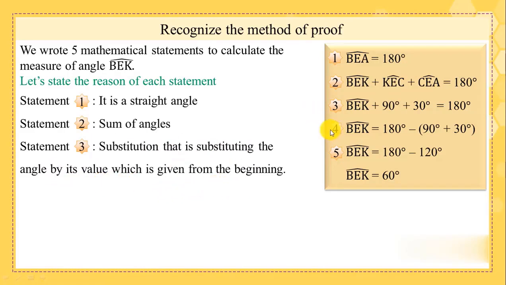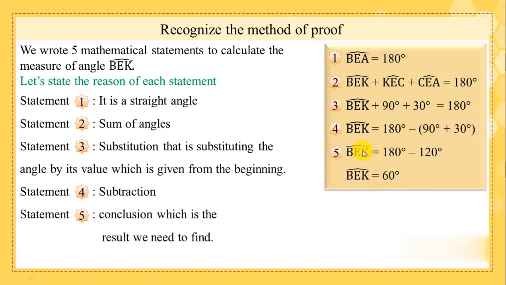Let's move to statement 4. Here we are just subtracting two quantities. So what is the reason? The reason is simply subtraction. Statement 5. BEK is equal to 180 degrees minus 120 degrees, which is 60 degrees. What we are doing here is just continuing the subtraction from statement 4. So here we don't have a reason. Here we have the conclusion. BEK is equal to 60 degrees is the conclusion, which is the result we need to find.